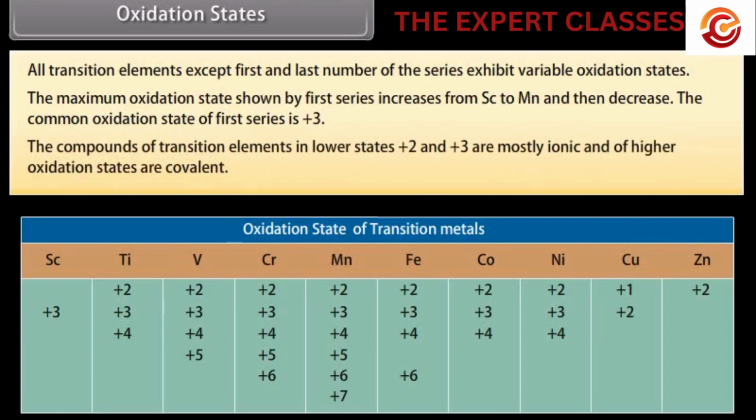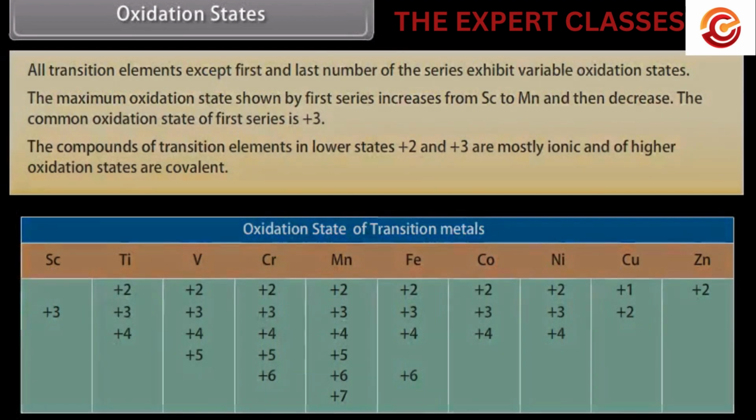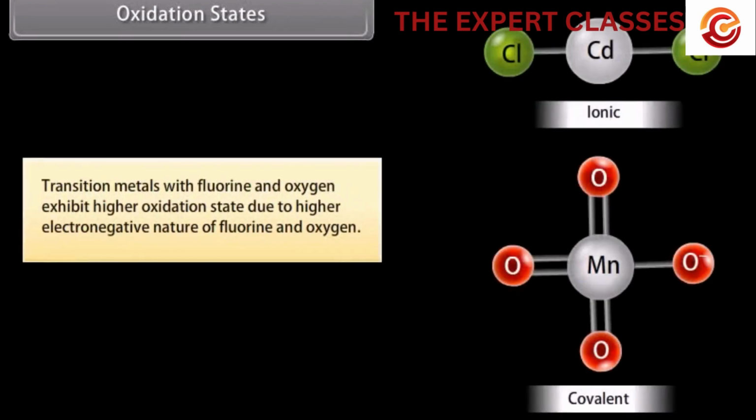The compounds of transition elements in lower states +2 and +3 are mostly ionic and of higher oxidation states are covalent. For example, ZnCl2 and CdCl2 are ionic in nature and Cr2O7 2- and MnO4 - are covalent in nature. Transition metals with fluorine and oxygen exhibit higher oxidation state due to higher electronegative nature of fluorine and oxygen.